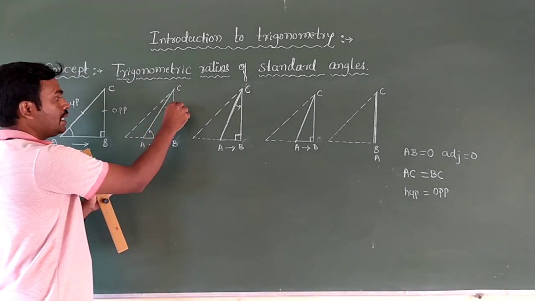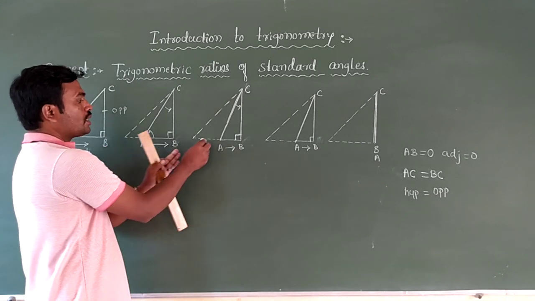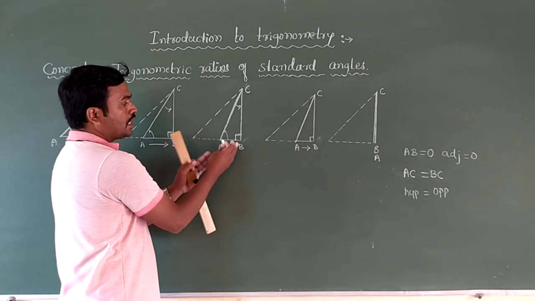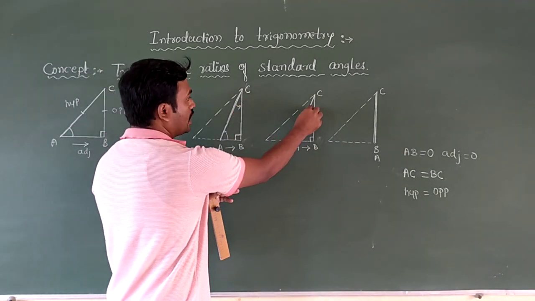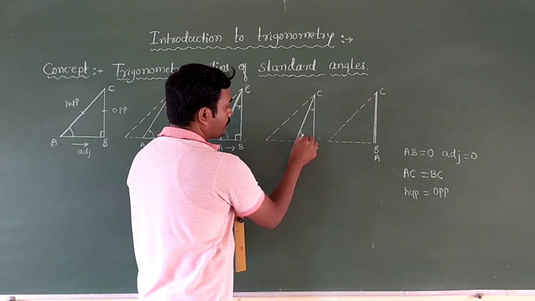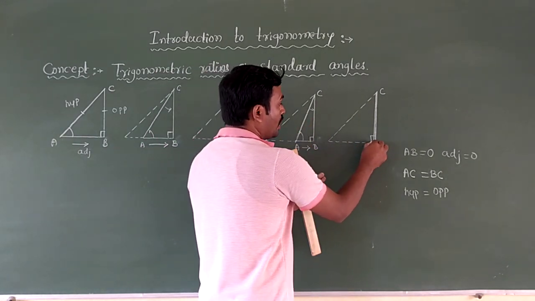Here angle C comes closer to B and it is going to decrease. Observe here, this is increasing, this is decreasing, here also it is decreasing, and again here it is increasing. Again here it becomes equal to 90 degree.